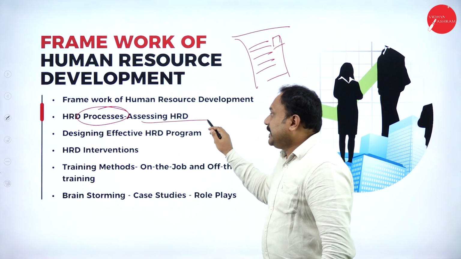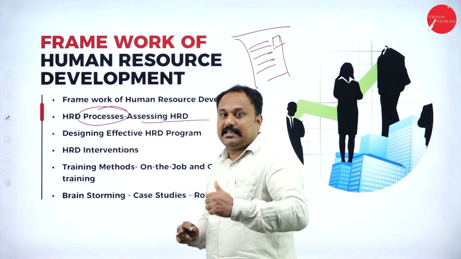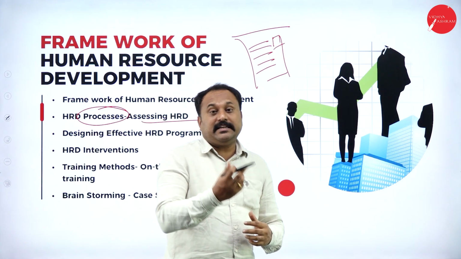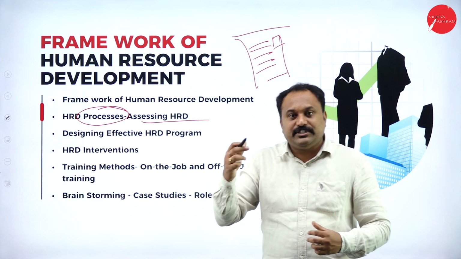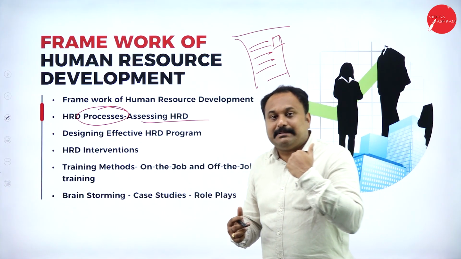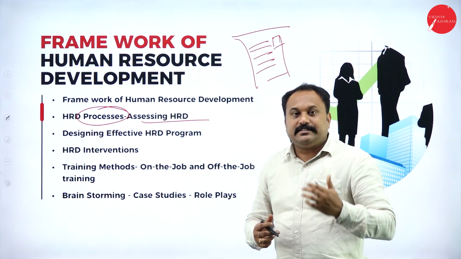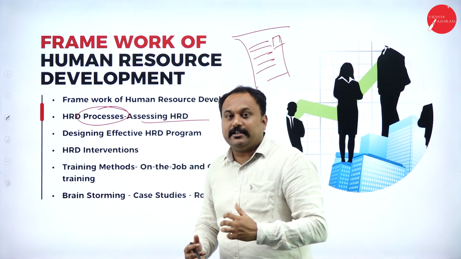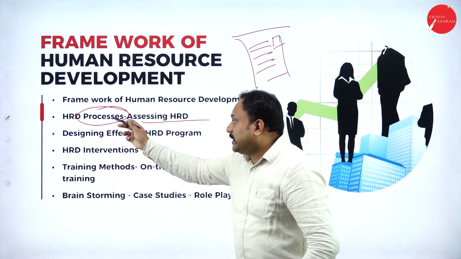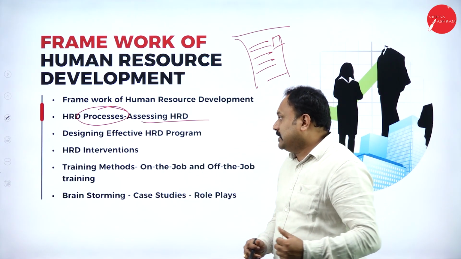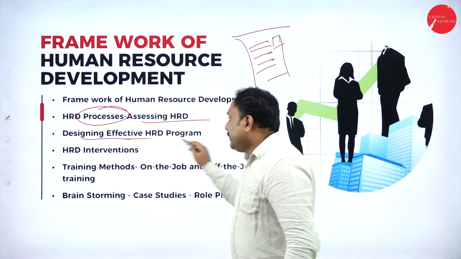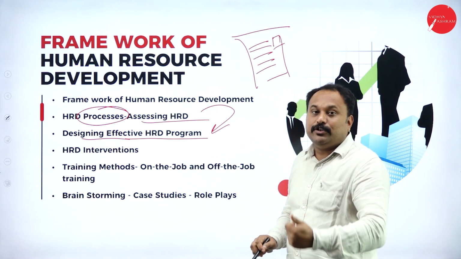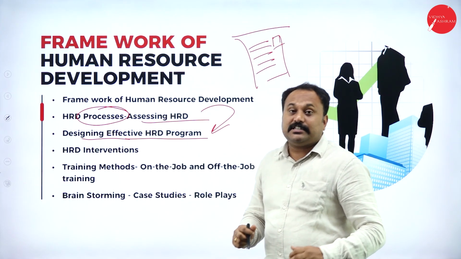and then assessing HRD. The process, in the sense, step by step, what happens in the entire events of HRD, then assessing it, whether we are following a proper procedure or not. Is it giving us something called fruitfulness or not? Is it not doing it, or is it deteriorating the efforts of human resource management? So that we will assess while the HRD process and assessing of HRD happens. Next we have designing an effective HRD program. Through this assessing of HRD, we can design a new procedure as well as an effective HRD program.